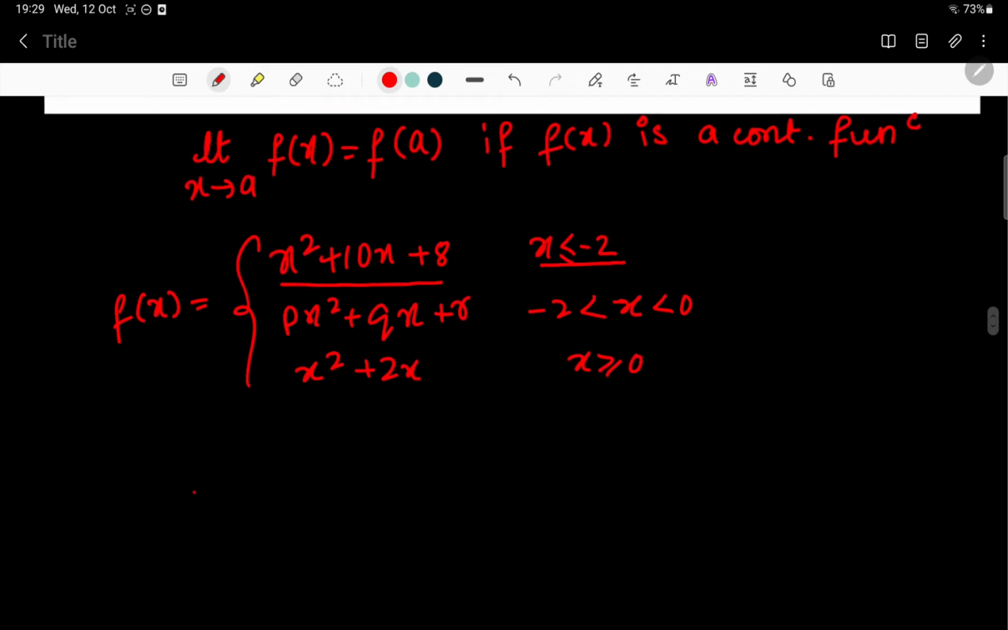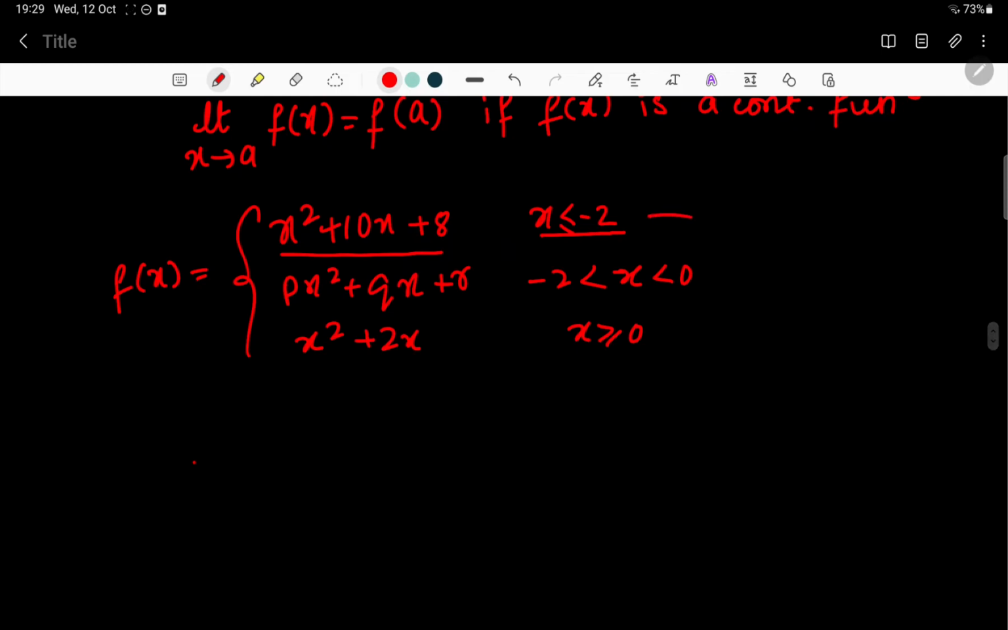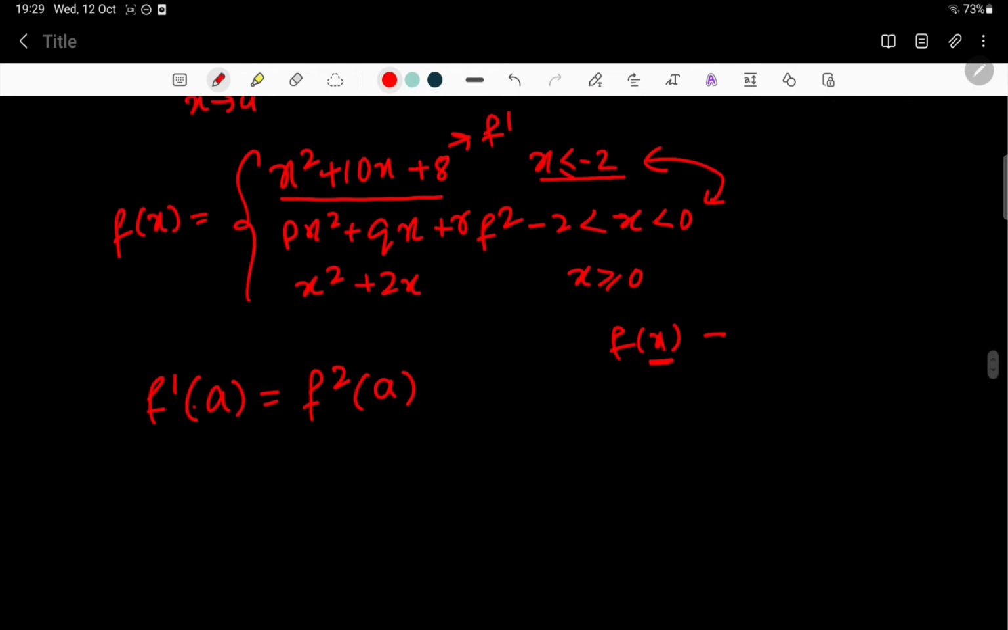Now, back to the point that I was trying to make. We can directly put the value of the extreme. And one more thing: if this and this are continuous, say this one is f1 and this is f2, then f1 at a must equal f2 at a, because they are continuous. There is no break in that function. So f(x) will give the same value for the same x, right?